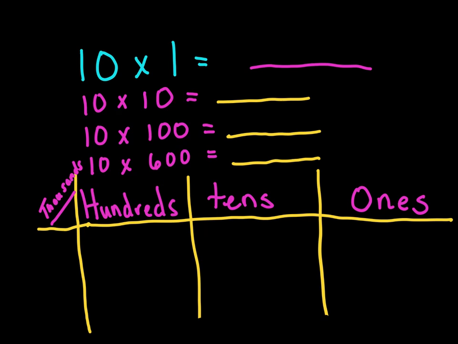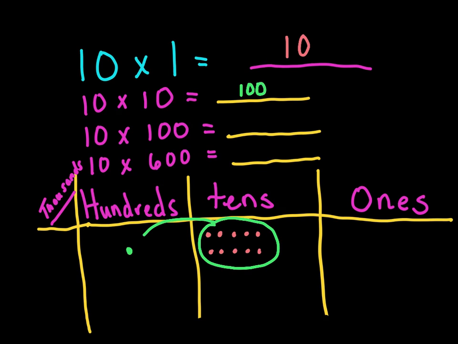So if we continue on with this, 10 times 1, we know we got 10. But what happens if we have 10 tens? Well, when we have 10 tens, we know that we need to cash that over and make it into 100, because 10 times 10 is 100. 10 tens times 10 is going to give us 100.